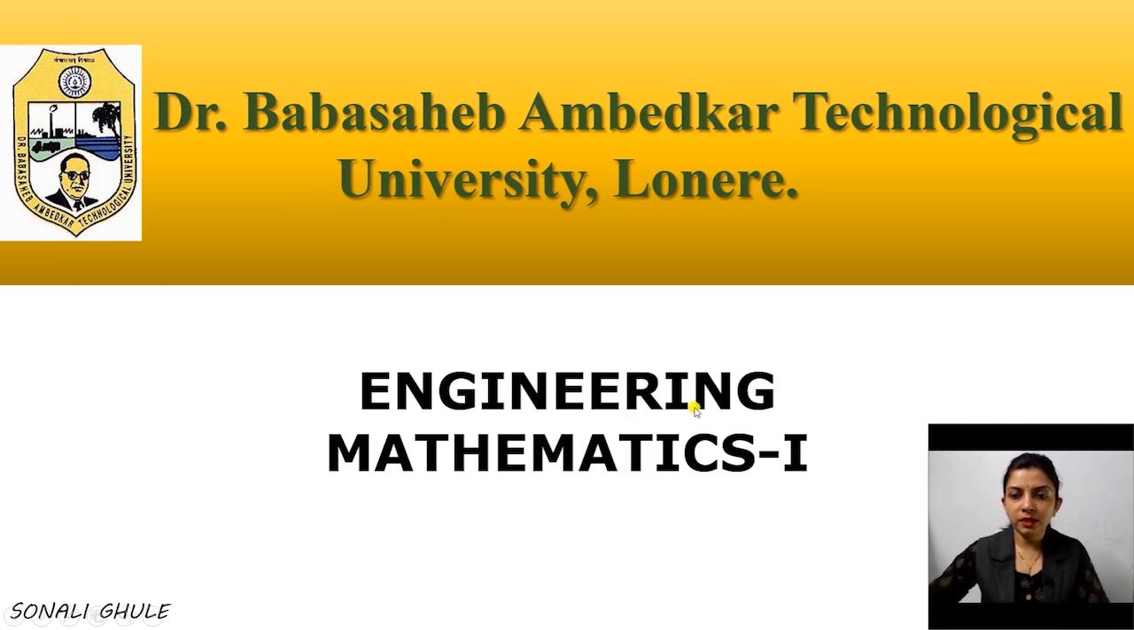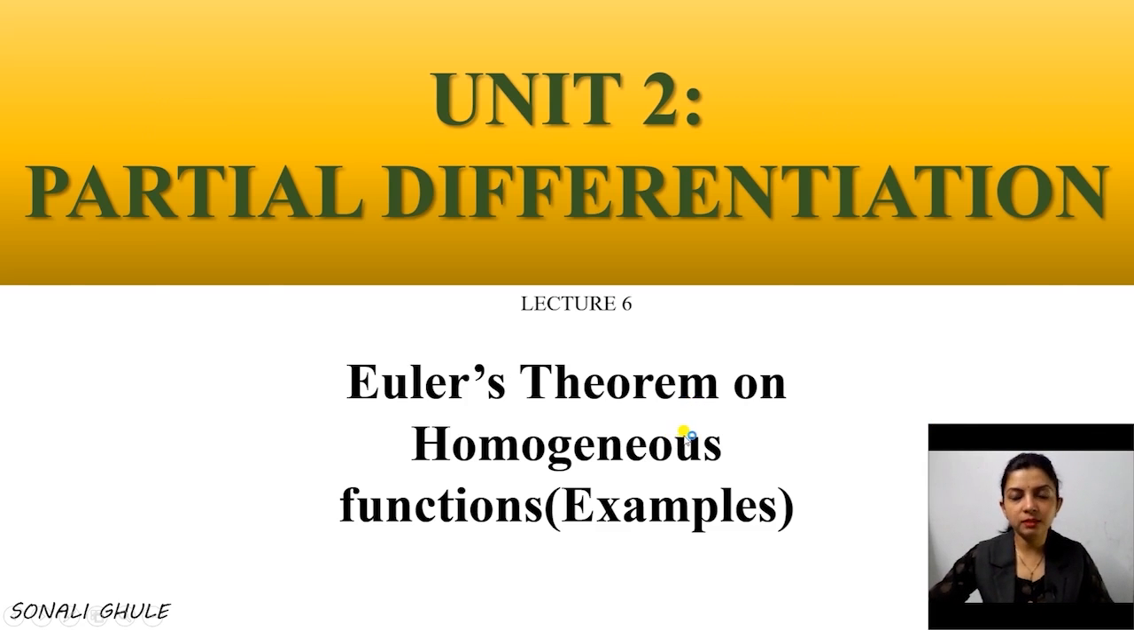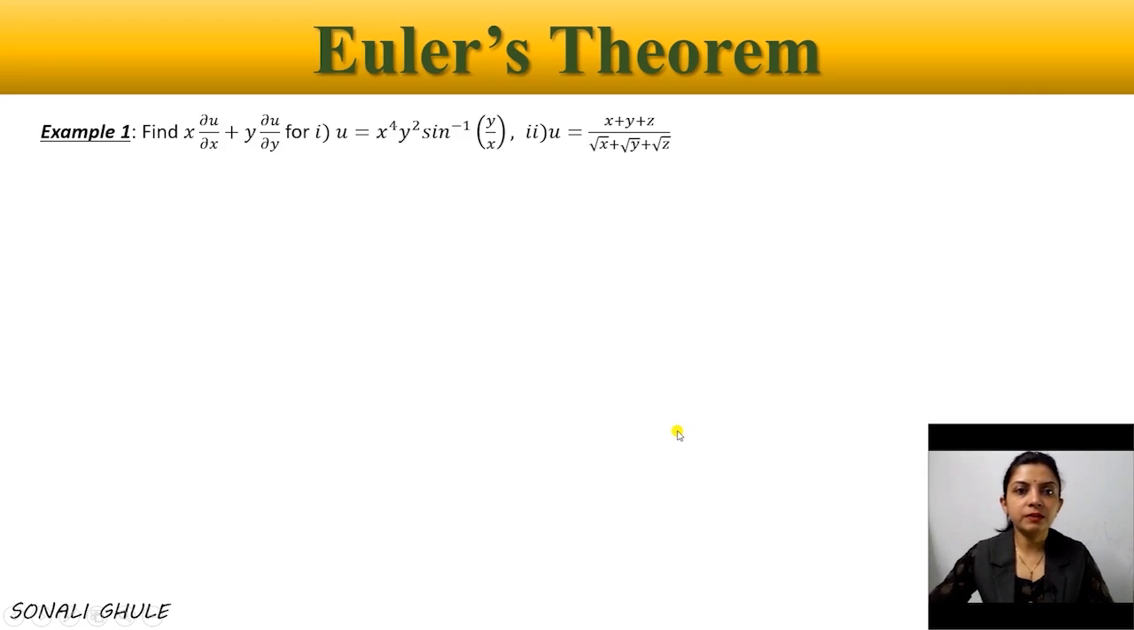Okay, so in this lecture we are going to see some more examples on Euler's theorem. So this is our next example where we have to find x dou u by dou x plus y dou u by dou y for this function: u is equal to x raised to 4 y square sine inverse y upon x, and u is equal to x plus y plus z upon root x plus root y plus root z. Okay, so just a minute.